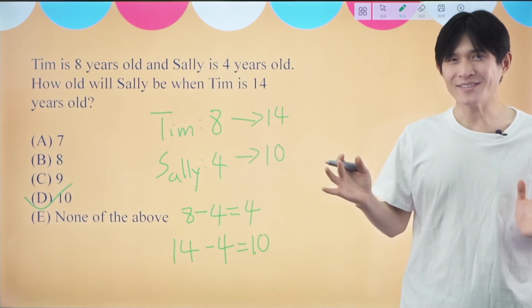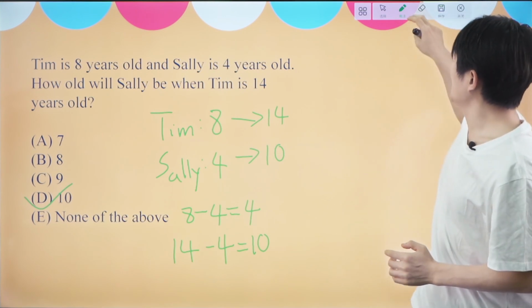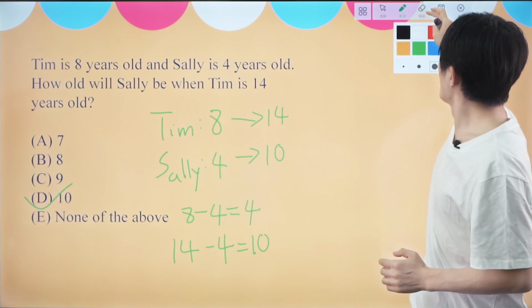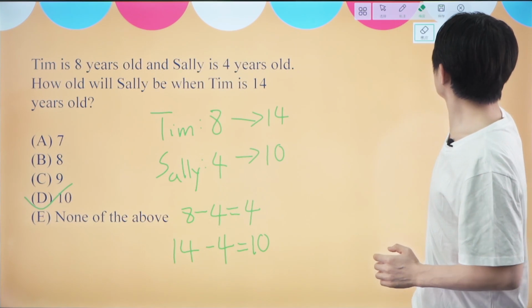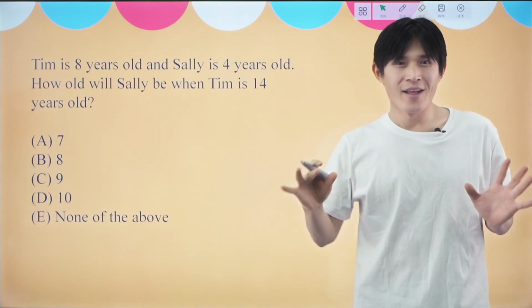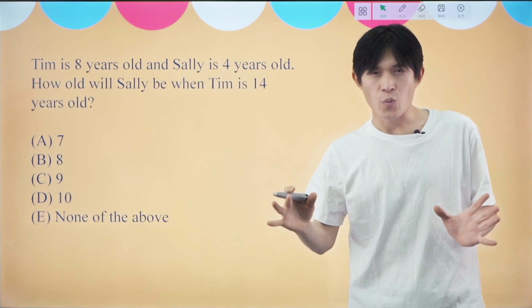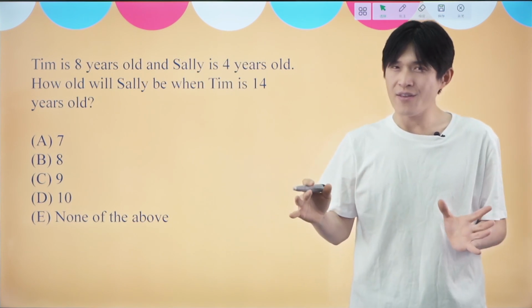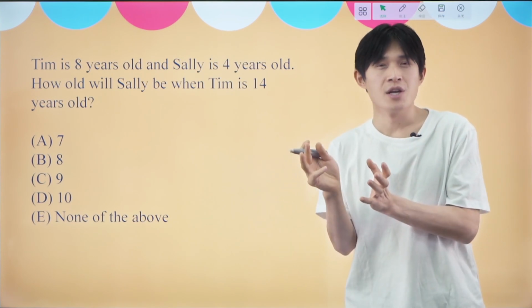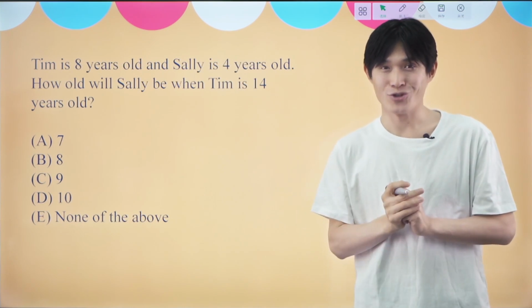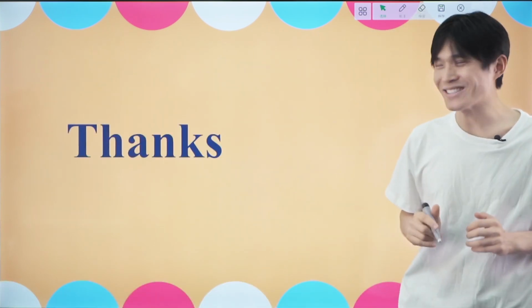Alright, this is how you solve the age word problem. For the second one, you know that the age difference will never change, and then you can use the age difference to find the unknown age.